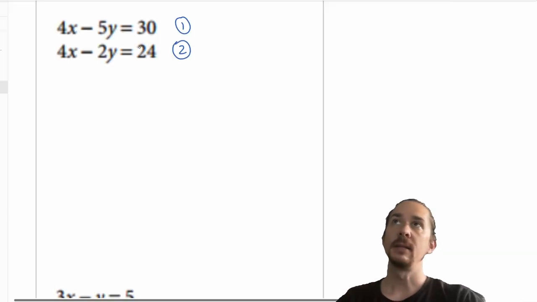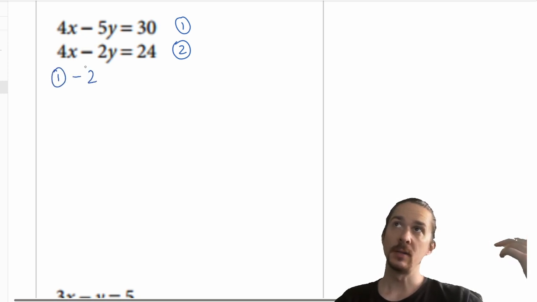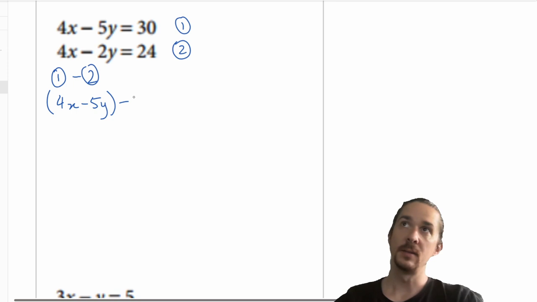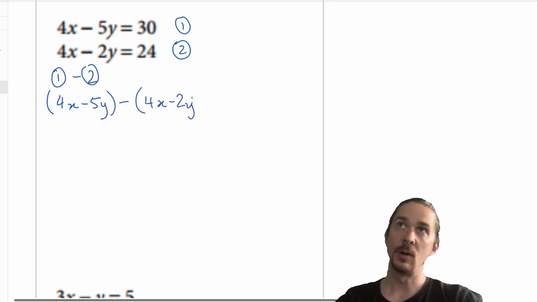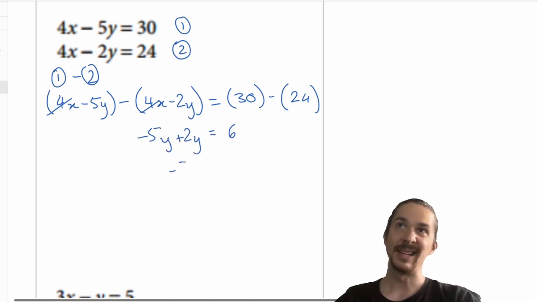In this case, I can see that we have 4x in both cases. So I'm going to use the elimination method. I'm going to do equation 1 minus equation 2. So we've got 4x minus 5y minus 4x minus 2y equals 30 minus 24. Now, I notice that this minus is going to become a positive when we remove these brackets. So the 4x's will cancel, and this will become negative 5y plus 2y, and then over here we have 6. So we're going to get negative 3y equals 6, or y equals negative 2.